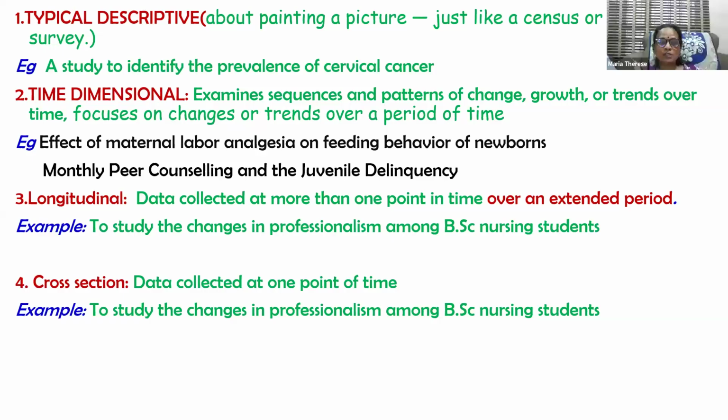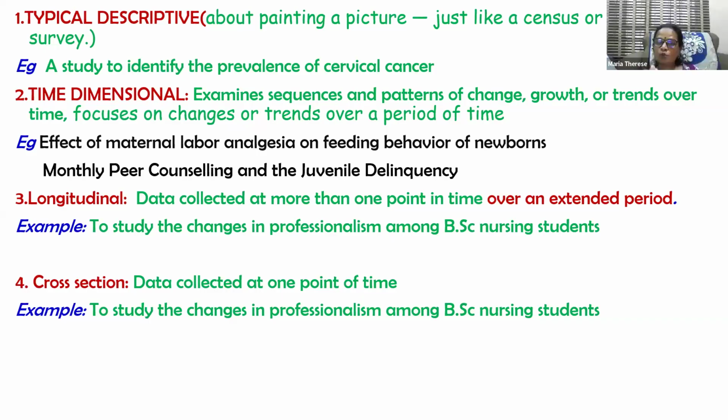And longitudinal, in the name itself, we can say over the extended period, the data will be collected at more than one point of time. For example, a study of the changes of professionalism among BSc nursing students. At one point of time, this result cannot be revealed, but we have to have it over an extended period, maybe 2 years or 3 years or 4 years. So, starting from the admission of the student until she leaves the institution or the college, the whole duration, this type of study could be done. So this is what is called longitudinal.